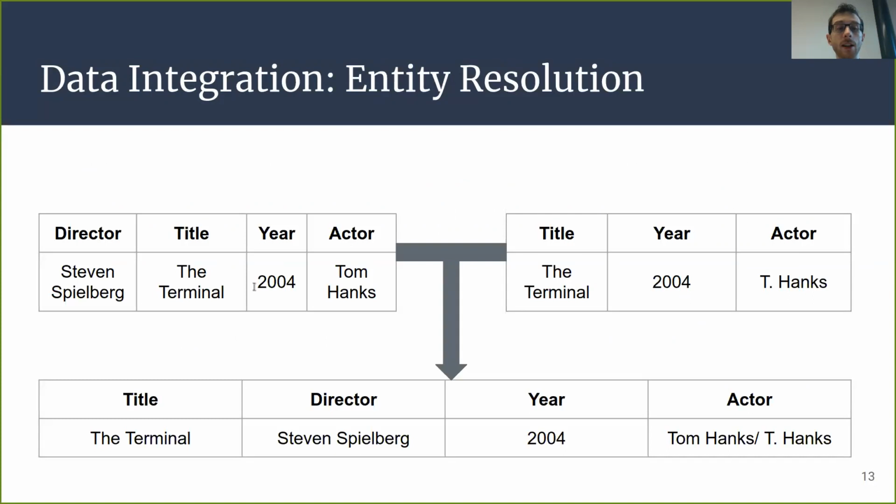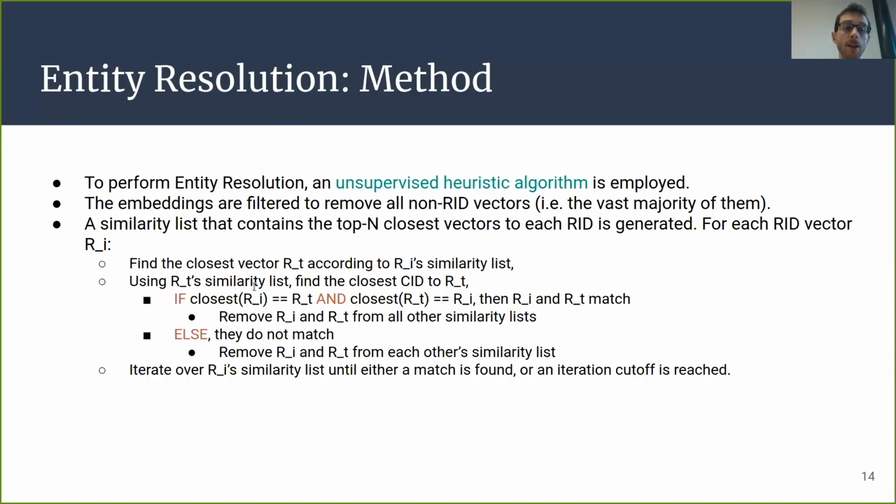The last task we consider is entity resolution, which consists in merging tuples that represent the same entity, possibly having different values in the same attribute, like in the example shown below with Tom Hanks and T. Hanks. To perform entity resolution, we use an algorithm similar to what we employ in the schema matching case, which is briefly described here and more thoroughly in the full paper. For each record ID Ri, we find its closest neighbor Rt. If the closest point to Rt is Ri, then they are a match. This is quite a simple symmetric relationship, but it's still effective thanks to the high quality of the embeddings.